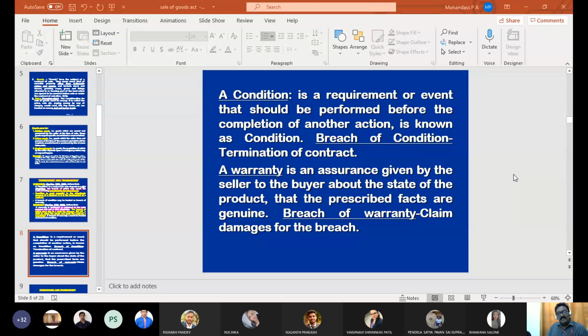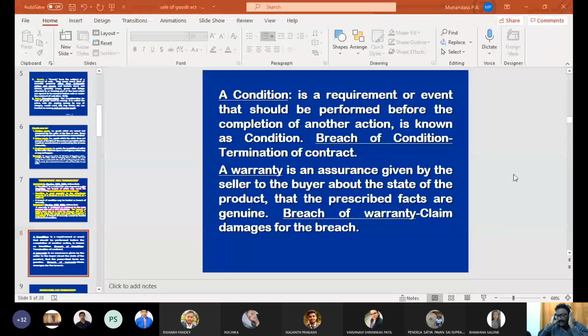Implied condition is nothing but a condition which is formed by the provisions of law, irrespective of any written agreement between the parties. That means there is no black and white document to show that this condition is available, but it is considered as a condition.